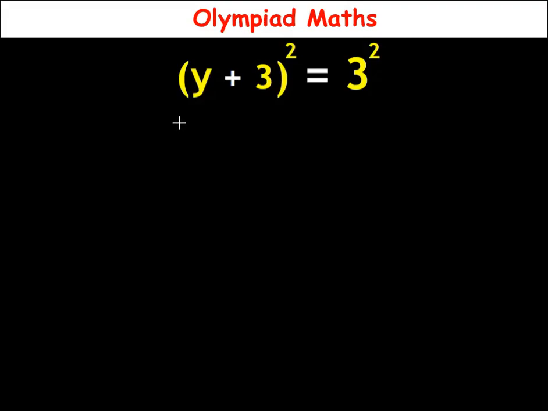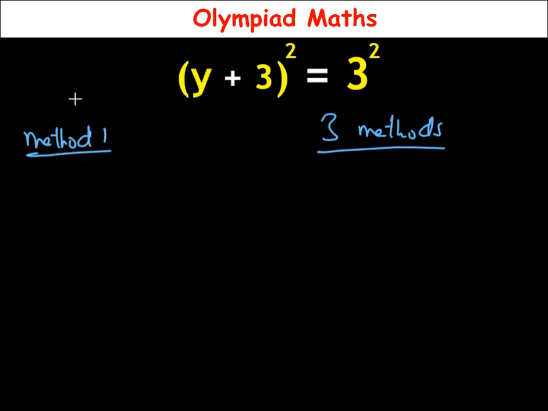In this video, let us solve this problem. We have (y + 3)² = 3². Here, we're going to use three different methods to solve this problem. For the first one, method 1, the problem is (y + 3)² = 3².